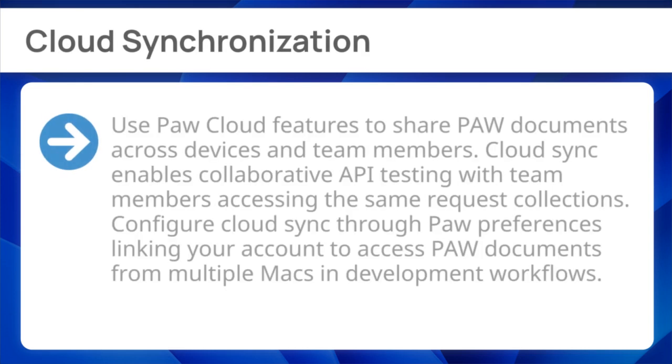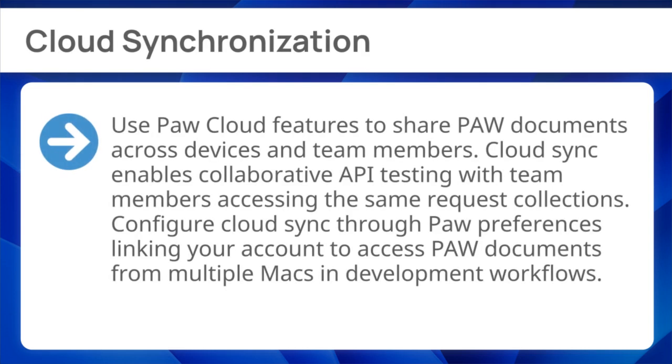Finally, cloud synchronization. Use PAW Cloud features to share PAW documents across devices and team members. Cloud Sync enables collaborative API testing with team members accessing the same request collections. Configure Cloud Sync through PAW preferences, linking your account to access PAW documents from multiple Macs in development workflows.